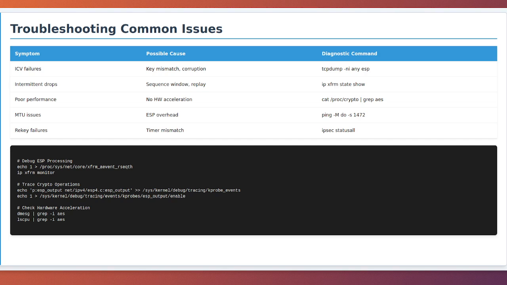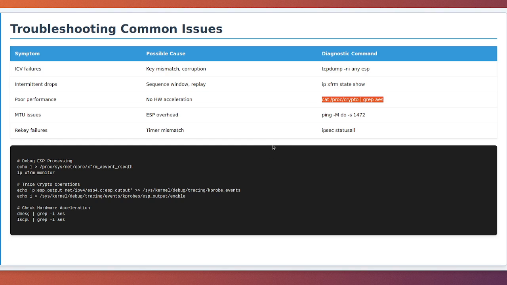Performance degradation often stems from CPU limitations when hardware acceleration is not being used. Check whether AES-NI instructions are available and being utilized. The performance difference can be 10 times or more. Use tools like cat /proc/crypto on Linux to see which crypto implementations are available and their priorities. If you are seeing high CPU usage but low throughput, the system might be falling back to software implementation.